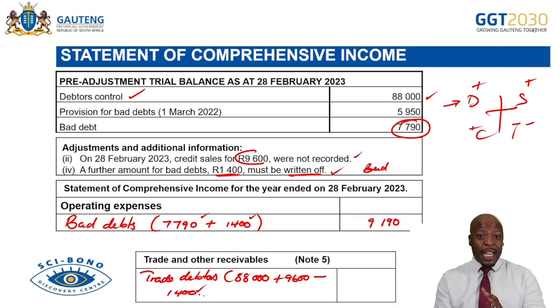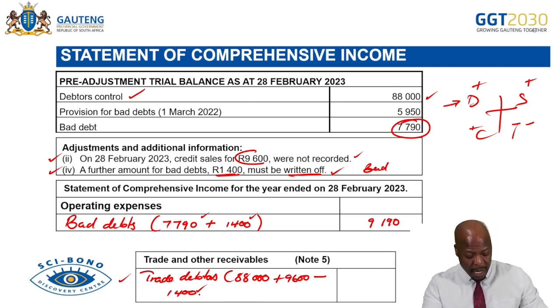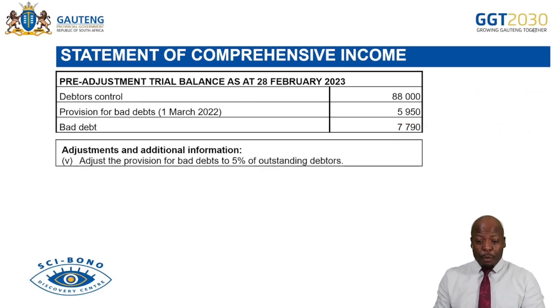All right. So in here, we've adjusted this adjustment, which affects our debtors, and we have also adjusted this adjustment, the one on bad debts. It affects our statement of comprehensive income as well as our trade and other receivables. Are you ready? We're going to look at the next adjustment. All right, let's go. The next adjustment says, adjust the provision for bad debts to 5% of outstanding debtors.